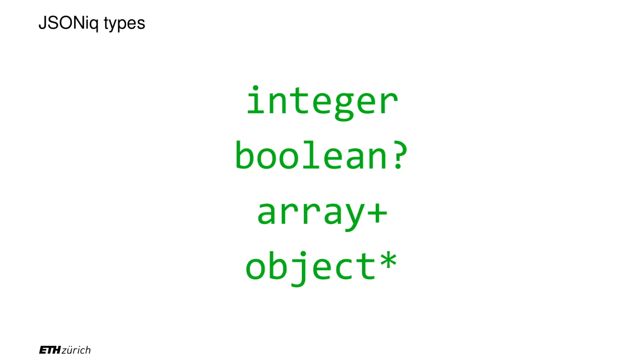But do you see that in JSONiq, we return sequences of items? So that's a natural thing to do, to have types that look like this. The first type means a sequence of one integer. The second one means a sequence of one Boolean, possibly empty. The third one means a sequence of arrays that is non-empty, plus, at least one. And the last one means a sequence of objects, possibly empty.